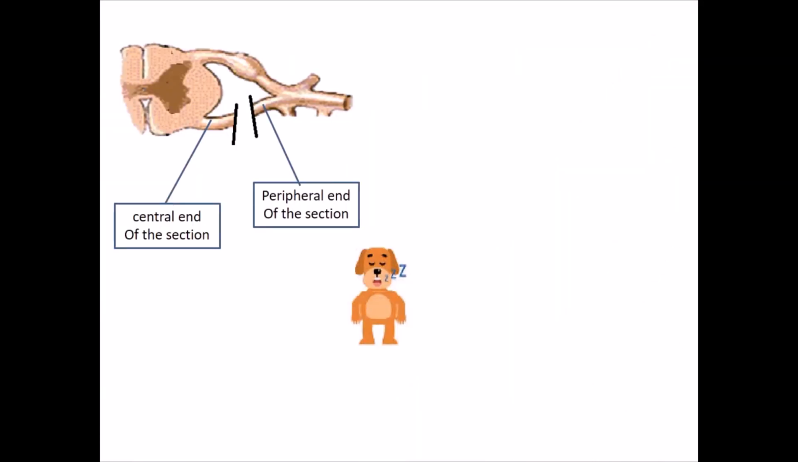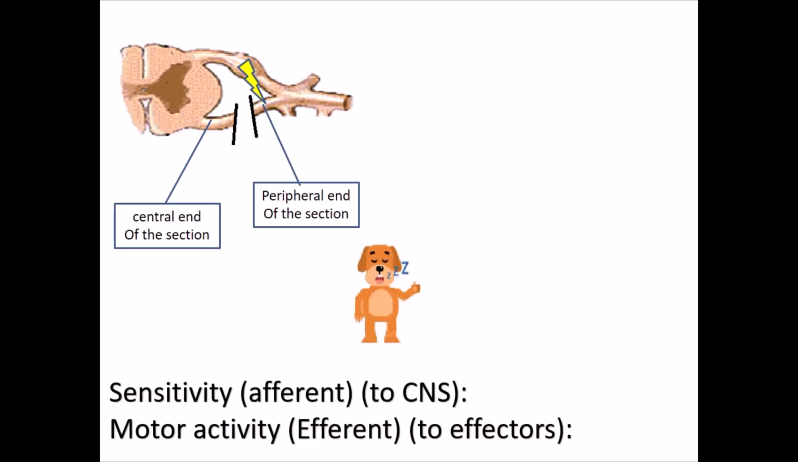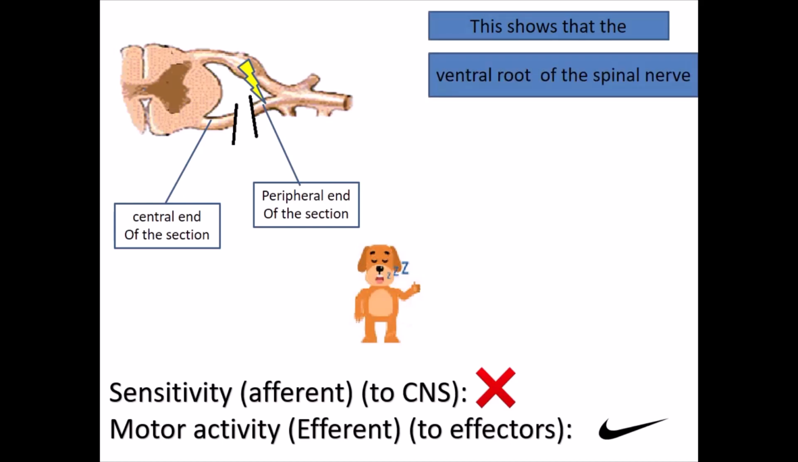Let's apply the stimulation now on the peripheral end, meaning at this place here. We apply the stimulation. He raised his arm without feeling anything. So this means there is no sensitivity. The message didn't reach the CNS, but there is motor activity. It did reach the effectors. So this shows that the ventral root of the spinal nerve facilitates, pause the video, write your answer.